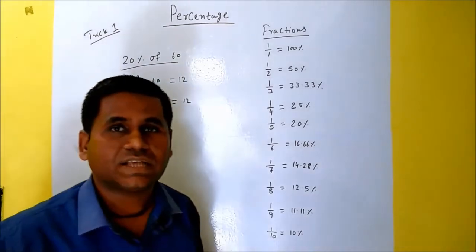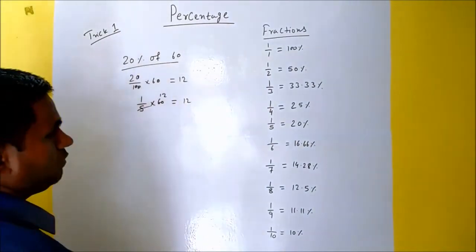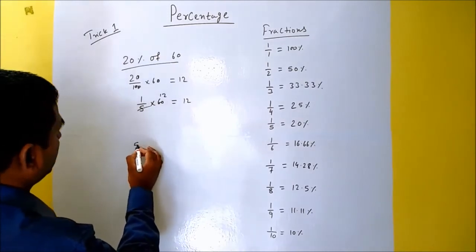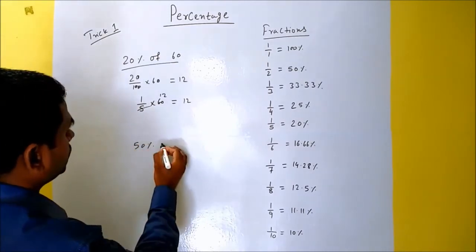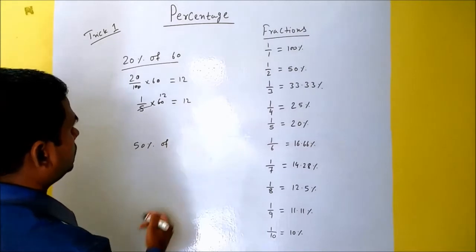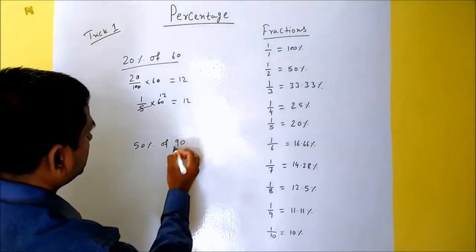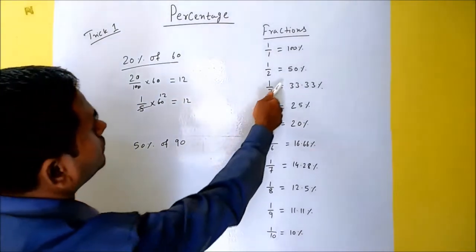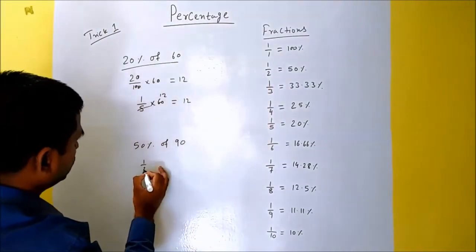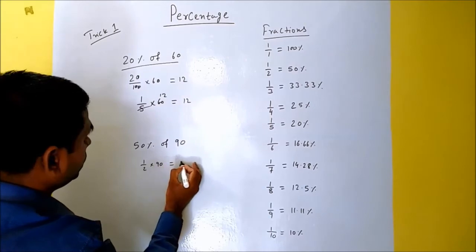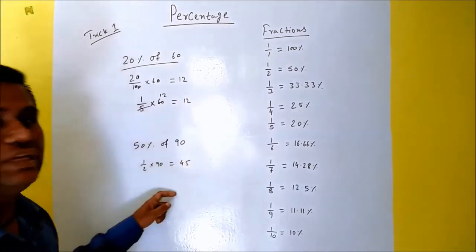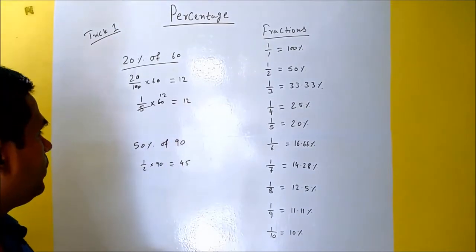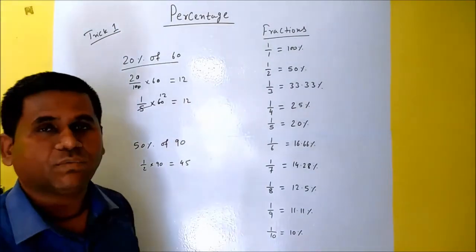Let's take another example. Let's say it says 50% of 90. Okay, so using the fraction table, we know the 50% is 1 by 2 into 90, which is 45. So easily we can solve this problem using the fraction table. Okay, so this was trick 1.